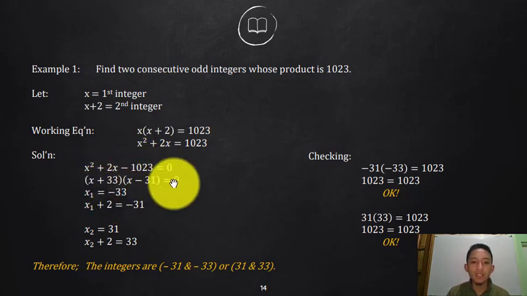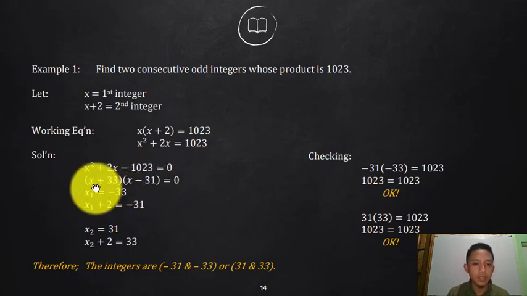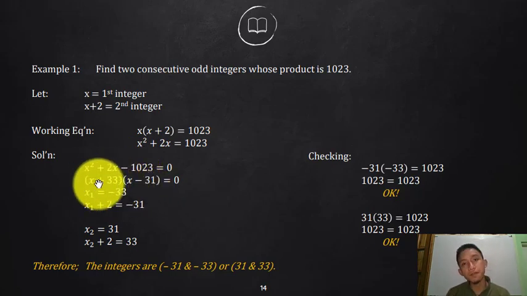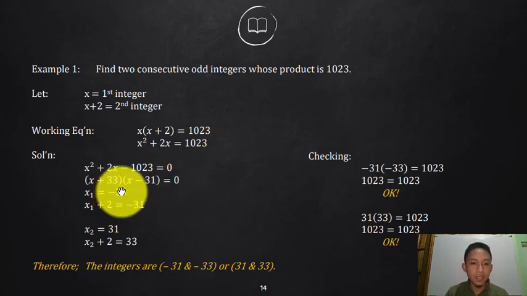So I figured this out already. The factors of that are x plus 33 and x minus 33. You can check that by multiplying. So again, how are we going to solve that? Equate each of the factors to 0. If I equate the first, x plus 33 equals 0, 33 will go negative on the other side. So your first value of x is negative 33.